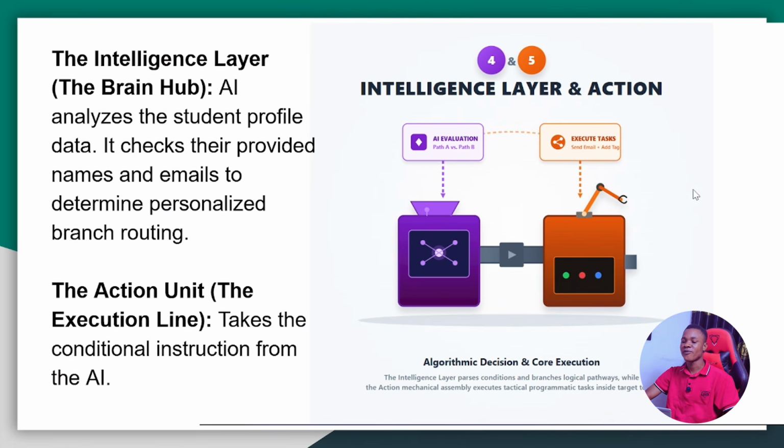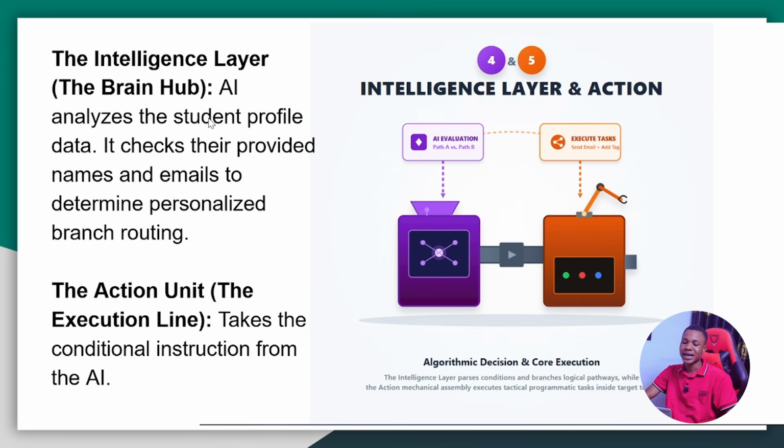Now, number 4 and 5 are the intelligence layer and action. I'm simply explaining the 6 parts of automation. Number 1, I said, is the trigger. Number 2, I just talked about the filter and the formatter. And number 4 is the intelligence layer and the action.